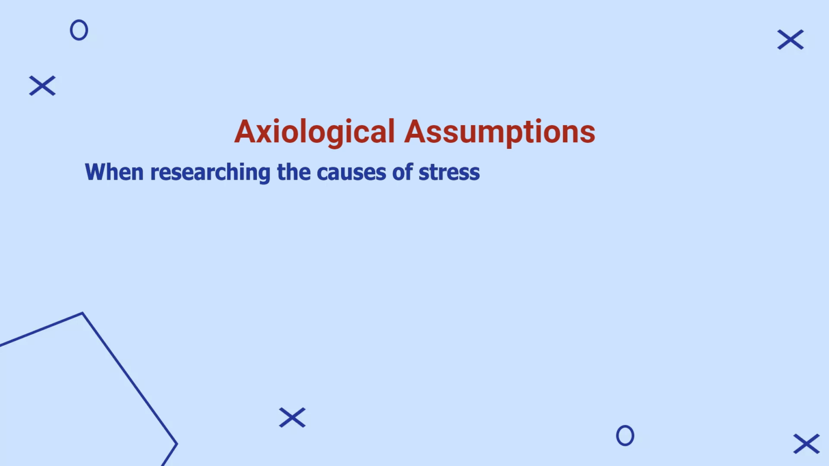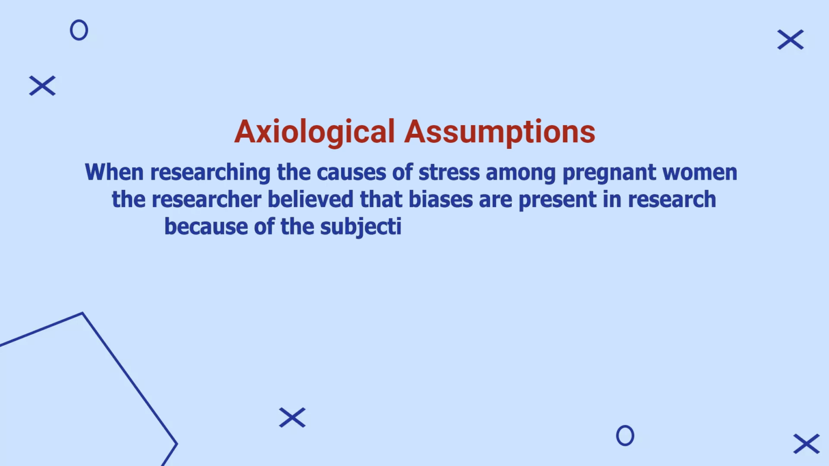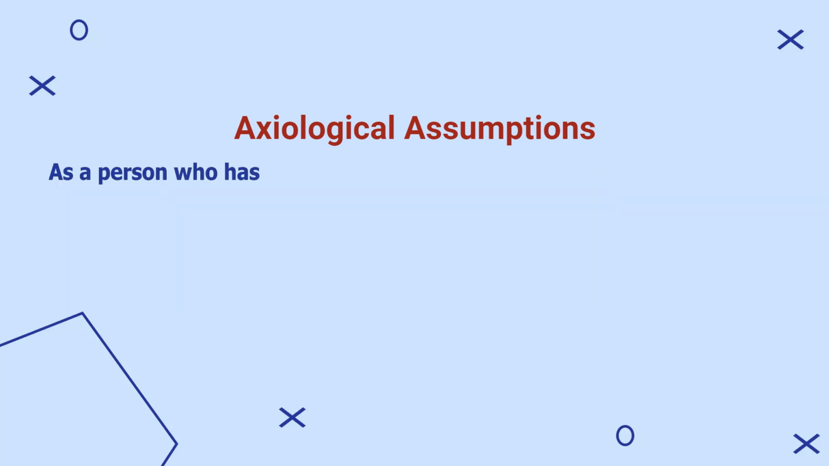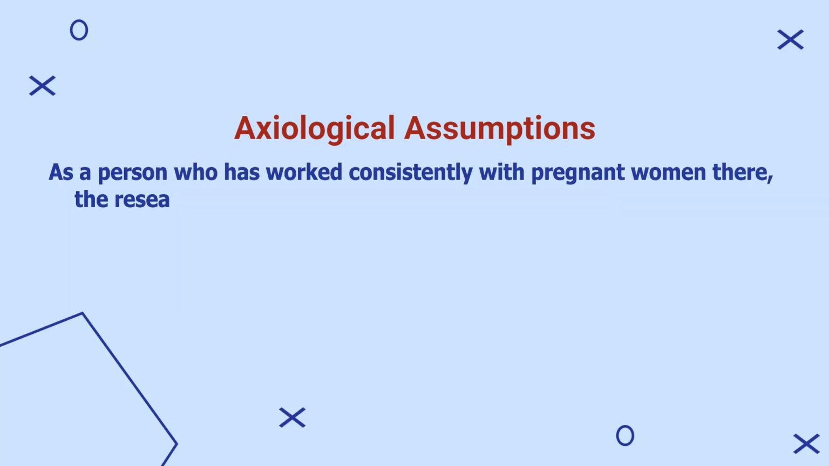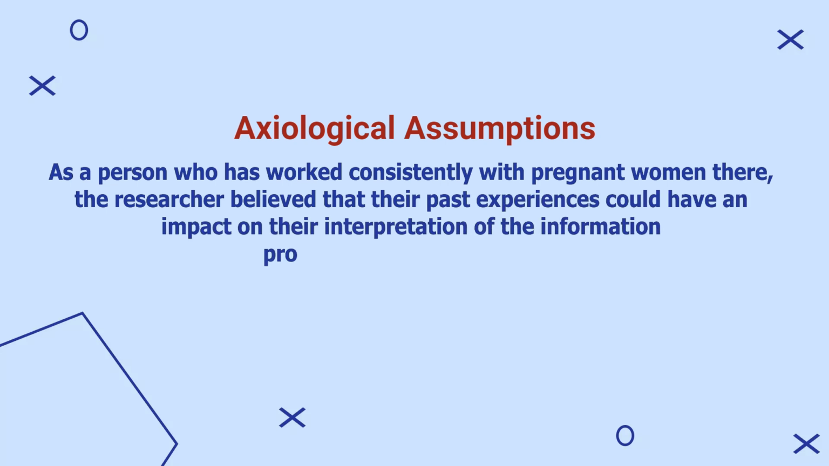Let's look at how we would write about axiological assumptions in a study relying on socio-constructivism or interpretivism. When researching the causes of stress among pregnant women, the researcher believed that biases are present in research because of the subjective experience of both the participants and the researcher. As a person who has worked consistently with pregnant women, the researcher believed that their past experiences could have an impact on the interpretation of the information provided by the participants.